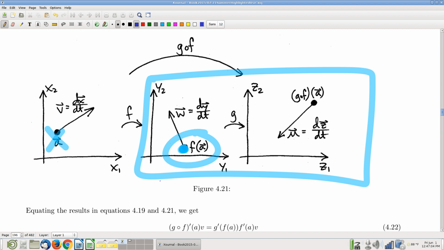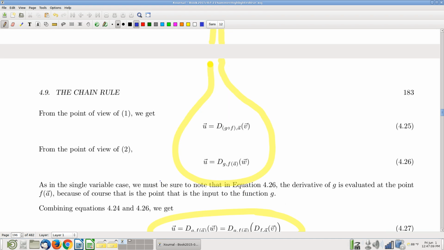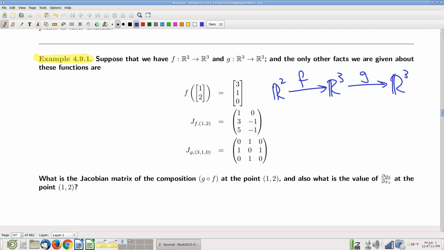So x1, x2, etc. for the first set of variables, then the y's, then the z's. So I'm going to say these variables are x1 and x2. These variables, y1, y2, y3. And these variables, I guess you could call z1, z2, z3, but they're also the values of the g function, and so I'm going to call them, as I did here, g1, g2, g3.